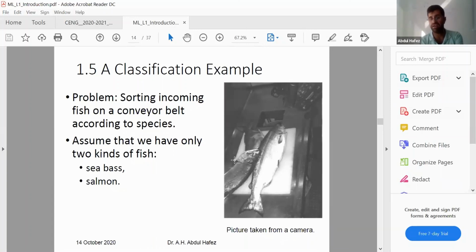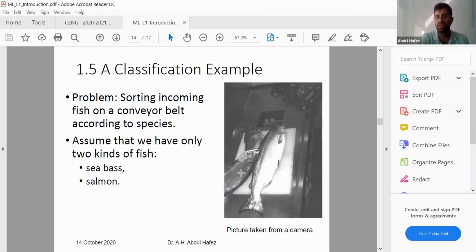But if I want to program the machine, to write computer programs that enable the machine to recognize this is salmon, this is sea bass. This is a real example and also a good theoretical example to study as a case study.